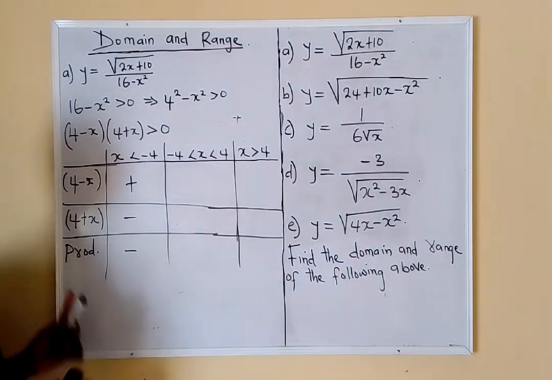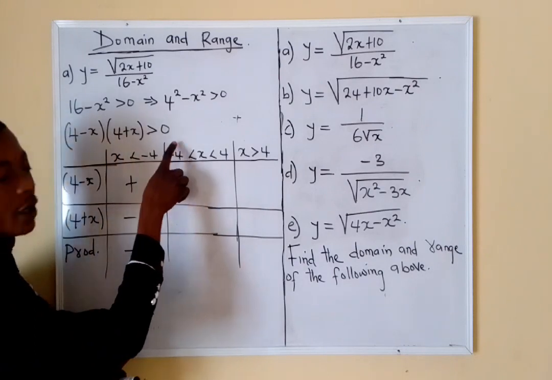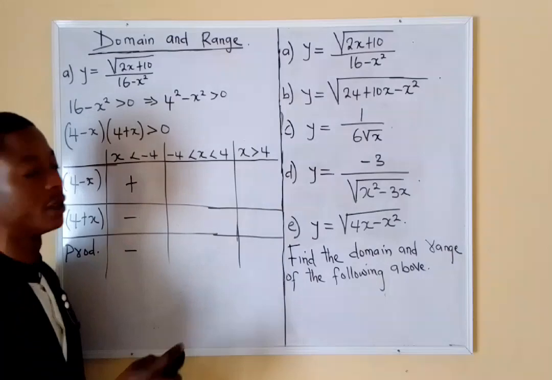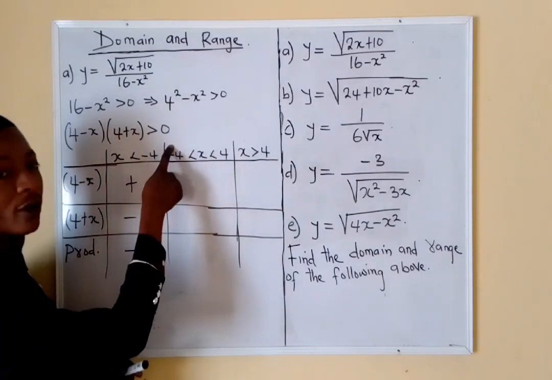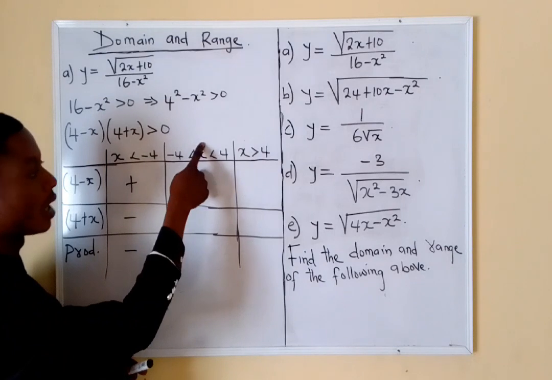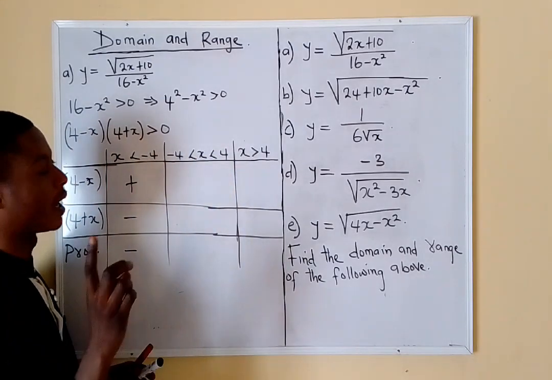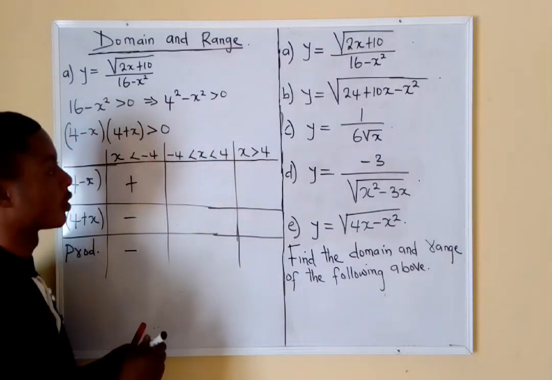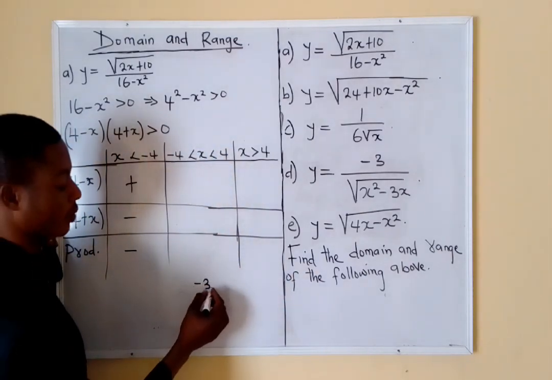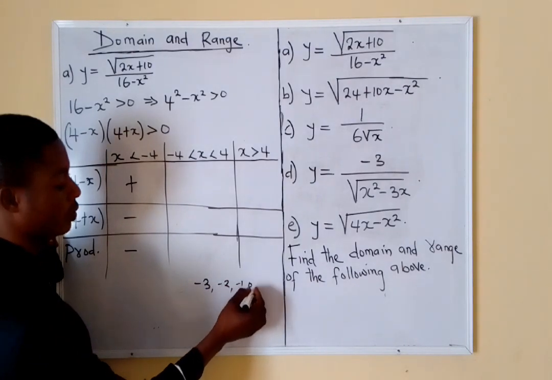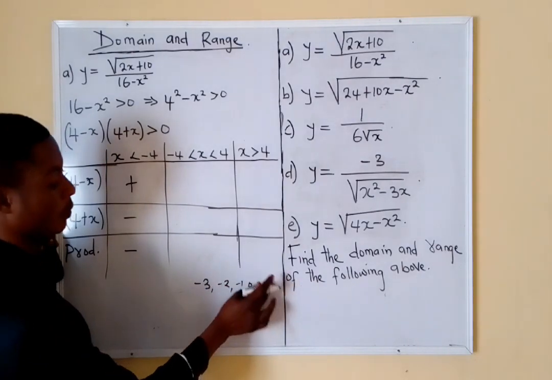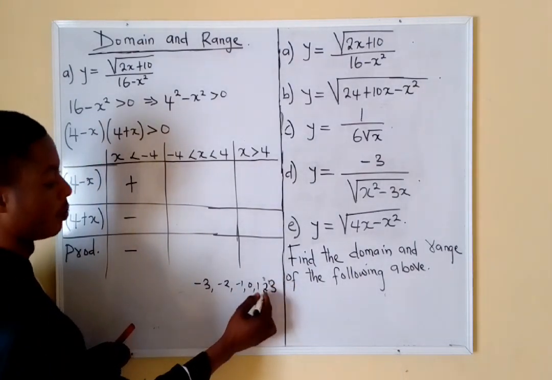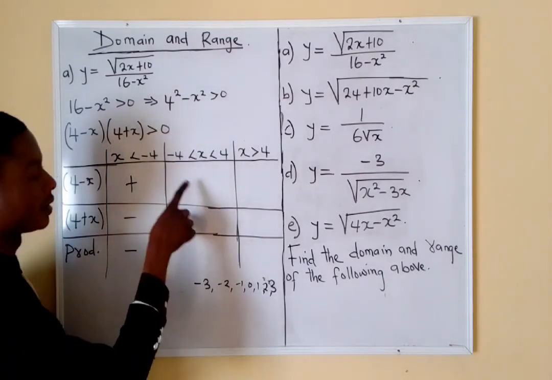This other side: minus 4 is less than x and less than 4. So there are two things here; we are combining two inequalities. From the first part, if minus 4 is less than x, that means x is greater than minus 4. So we are taking a range of numbers that are greater than minus 4 but less than 4, like minus 3, minus 2, minus 1, 0, 1, 2, 3. These are the range of numbers.